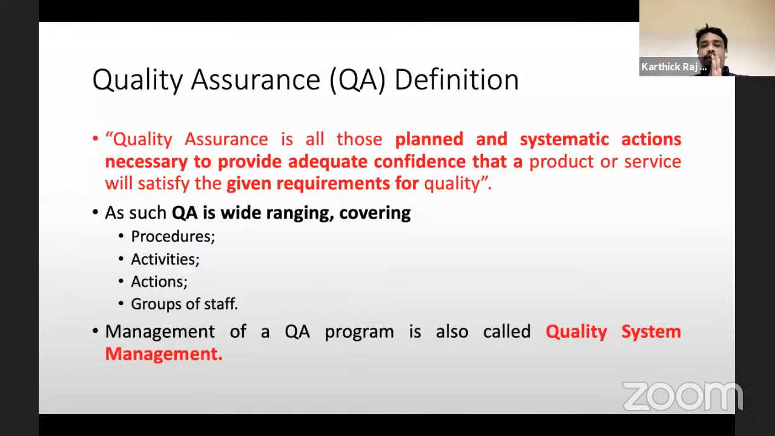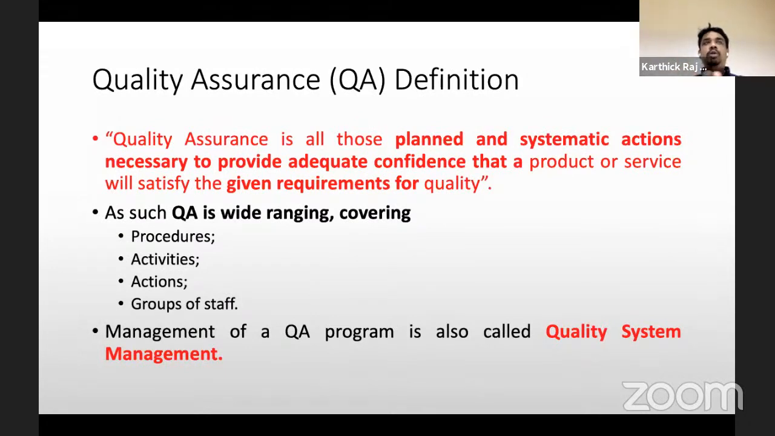So if you have a quality assurance program, you get confidence about your system, so that you confidently treat your patients within the requirements. QA covers a wide range of things: all the procedures, all the activities, including contouring, patient treatment planning, and treatment. Everything has to be included in the quality assurance program.